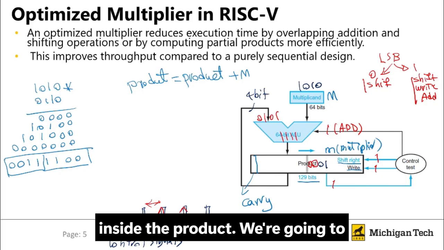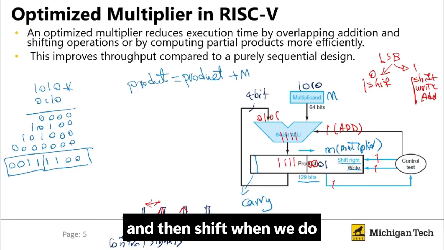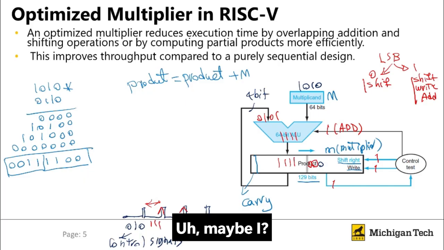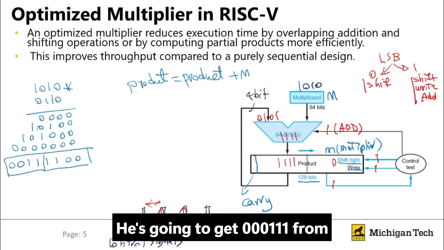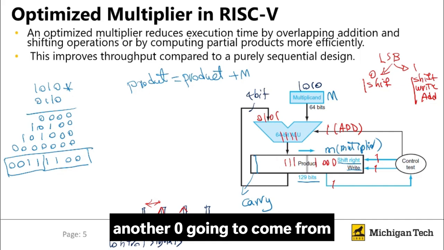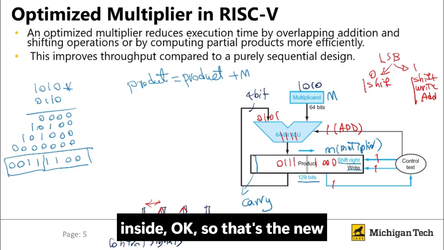When the clock comes, we need to write that inside the product. We're going to write 1, 1, 1, 1 inside the product, and then shift. When we do shift, this gets 0, 0, 0, 1, 1, 1 from the product comes here, and another 0 comes from the end inside. Okay, so that's a new one.